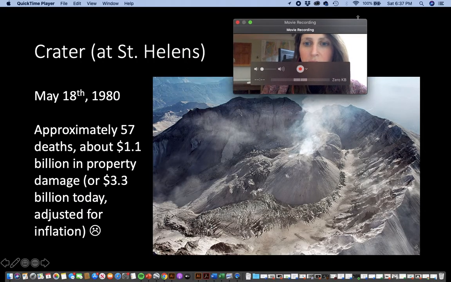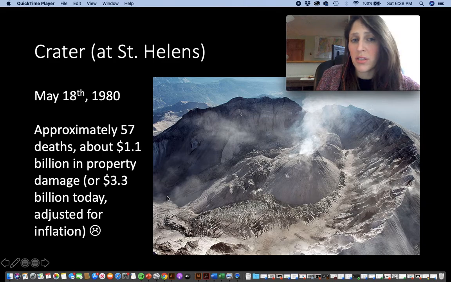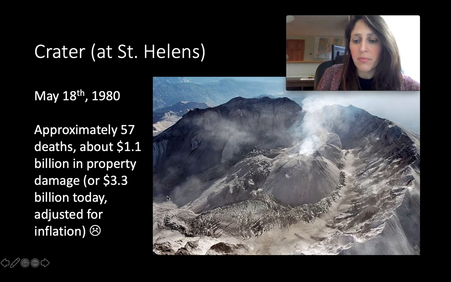Okay, here's an example of a crater. This is Mount St. Helens. This was a terrible volcanic eruption in the 1980s. 57 people died. You can go visit this volcano. It's still active today, but the last time it erupted was in 1980.